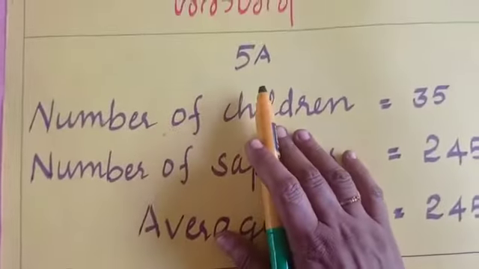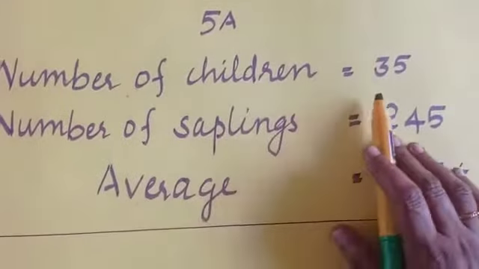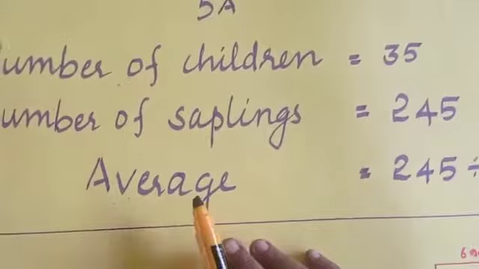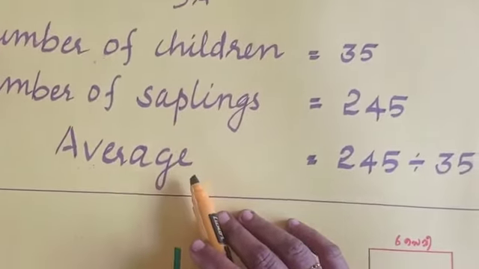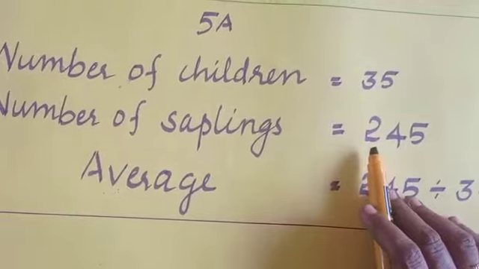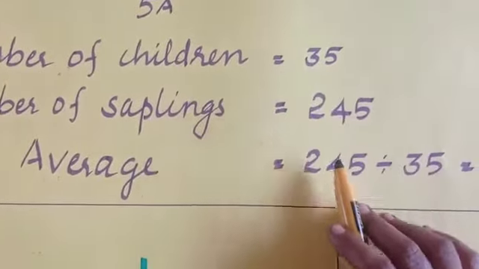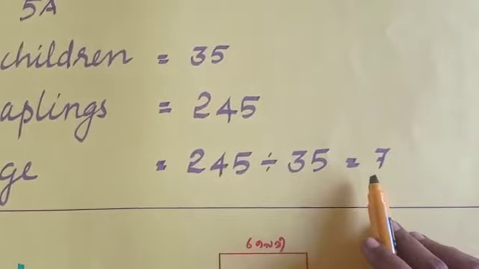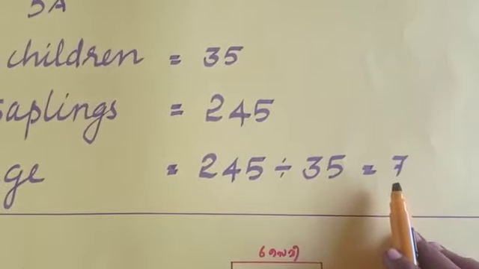In the case of 5th A, the number of children is 35. Number of saplings 245. Then find out the average. To find the average, we divide the total number of saplings by the total number of children. That is 245 divided by 35, that is 7. Average is 7.